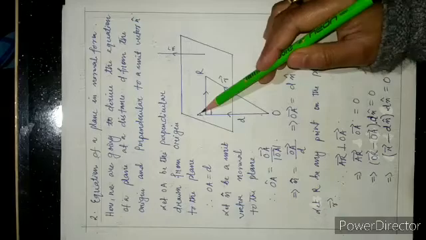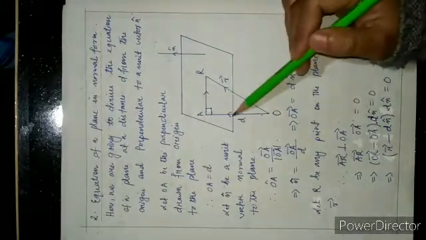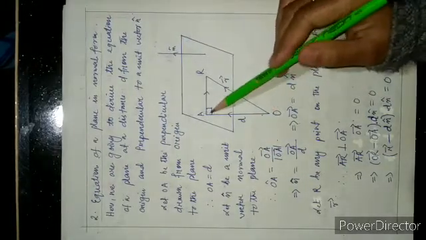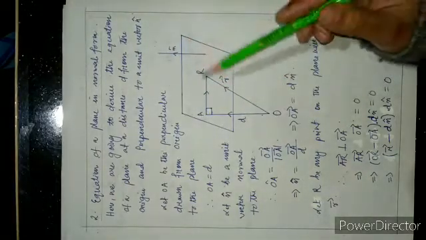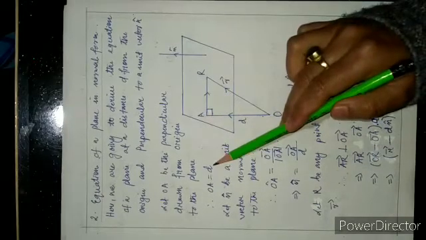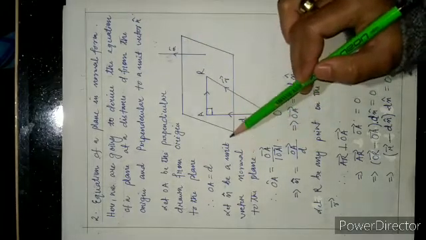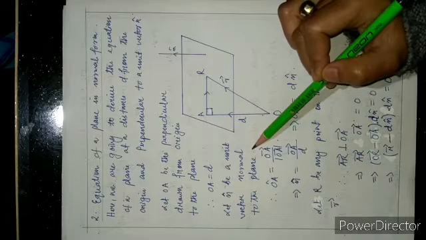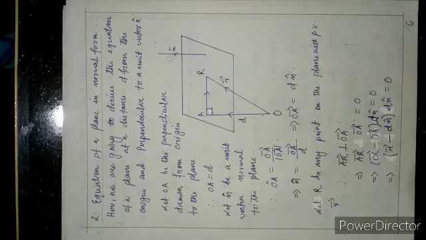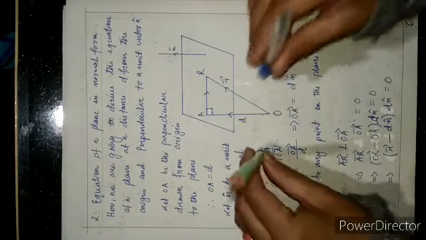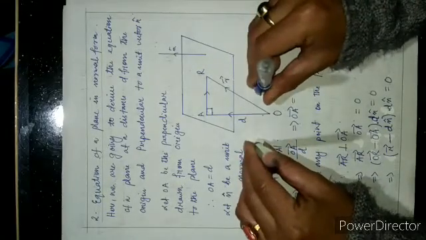Let OA be the perpendicular drawn from the origin on the plane. This OA is perpendicular to the plane, and the distance from O to A is d. Here n cap is the unit vector normal to the plane. So OA vector and n cap are both normal to the plane, hence they are parallel.